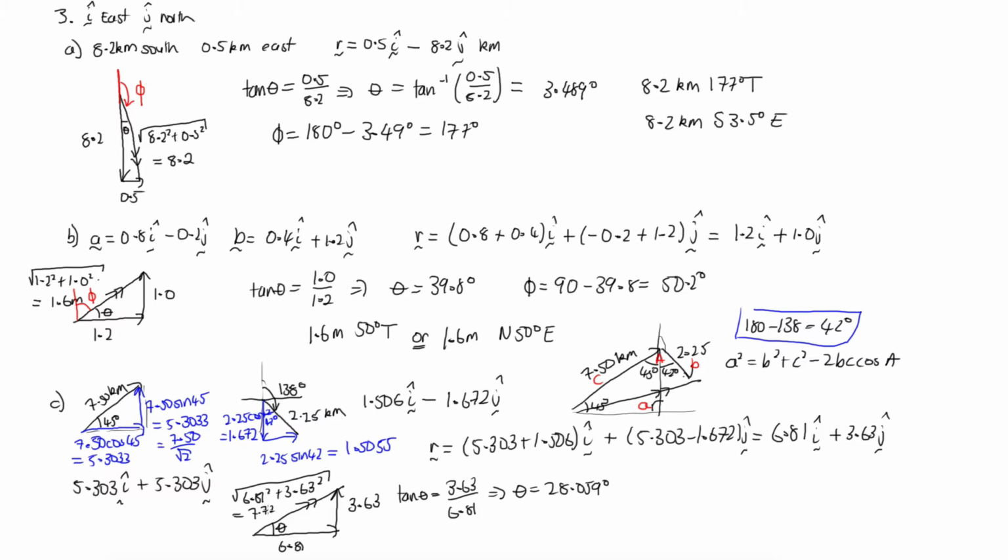Now to get our bearing from true north, we want this angle in here, phi, and you can see that phi plus theta is 90 degrees. So this tells us that phi is going to be equal to 90 minus 28.059. Solving that, we end up with 61.9 degrees. So we can write this as 7.72 meters, 61.9 degrees T, or 7.72 meters, and that will be north 61.9 degrees east.